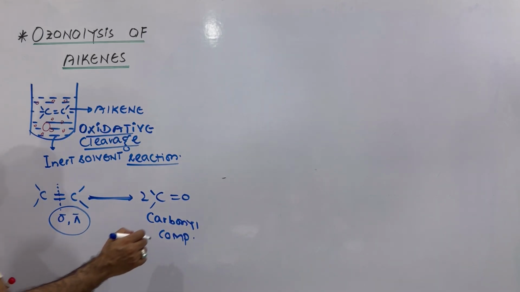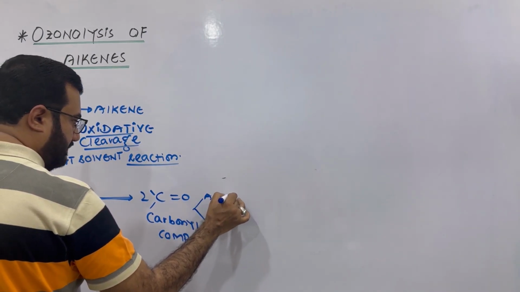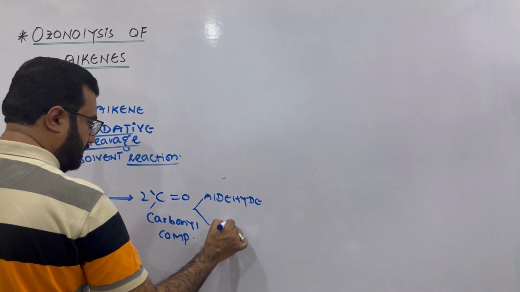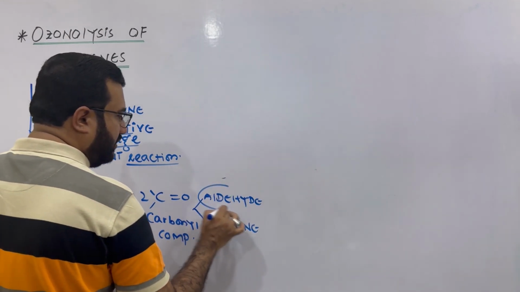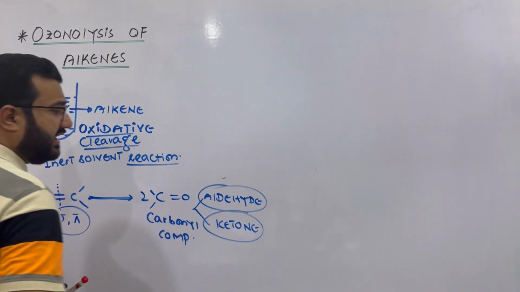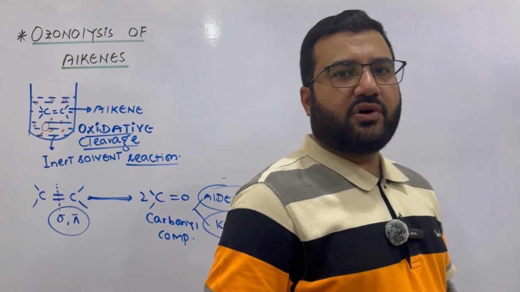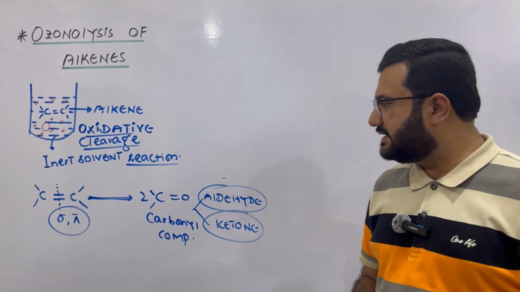And my dear students, these carbonyl compounds can be either some aldehyde or ketone or a mixture of both aldehydes and ketone. The nature of the products depends upon the structure of the alkene that is being ozonolyzed.